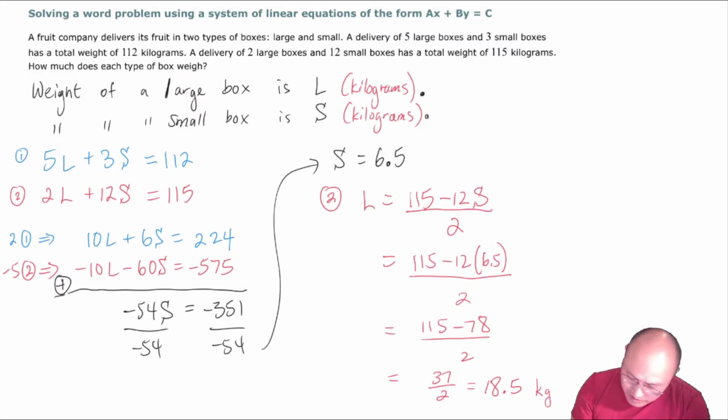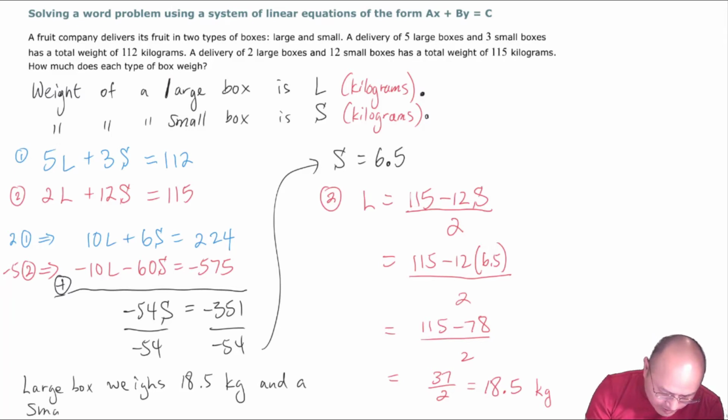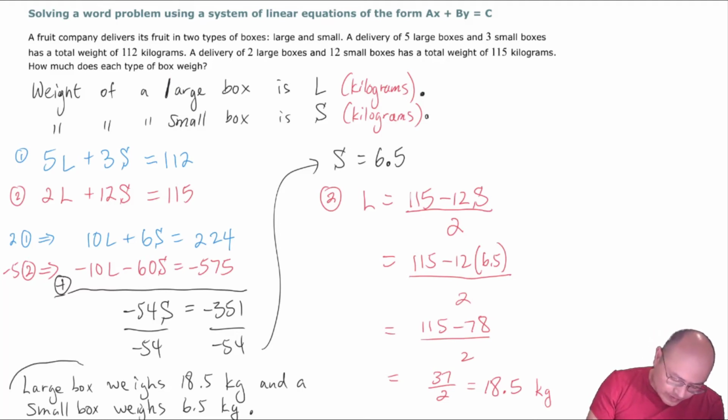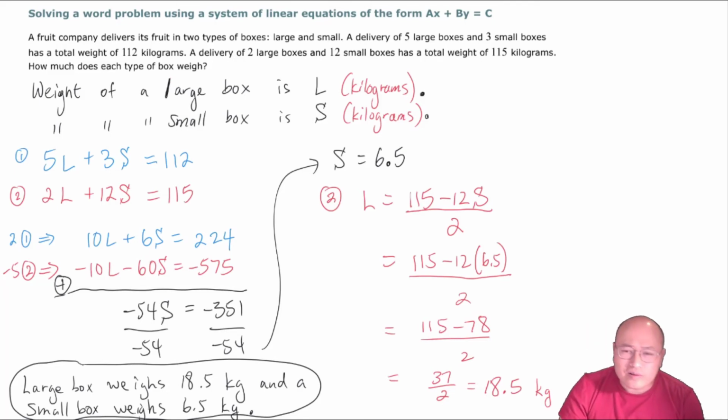So why don't we answer this in a complete sentence? It's always nice to write a summary here. A large box weighs 18 and a half kilograms, and a small box weighs 6.5 kilograms. So as usual, show your work neatly and circle your final answer.